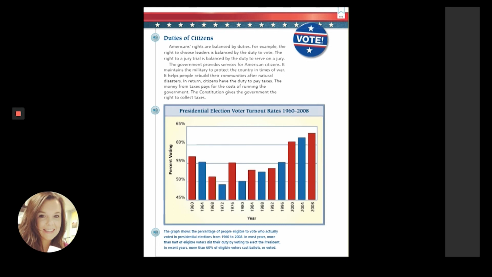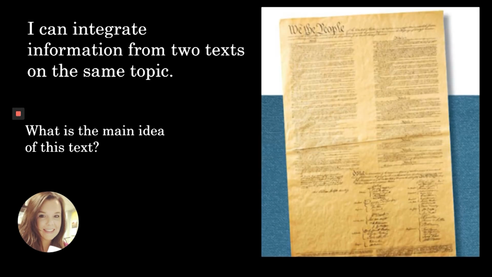It's the percentage of people eligible to vote who actually voted in the elections during those years. In most years, more than half of eligible voters did their duty by voting to elect the president. In recent years, more than 60%. So let's review our learning target. I can integrate information from two texts on the same topic.